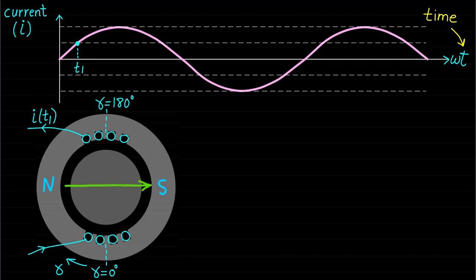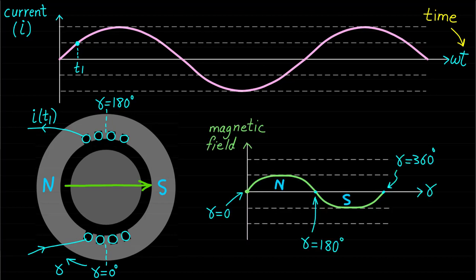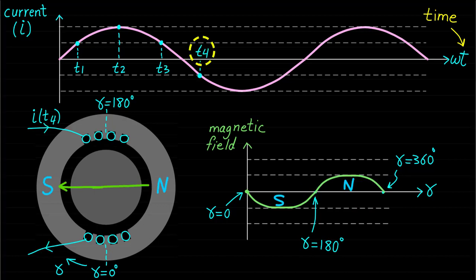The stator single-phase magnetic field waveform of the excitation current at instant t1 can be represented as shown. When the current I changes to instant t2, the stator poles and magnetic field will be as shown. In the case of current at instant t3, the stator poles and magnetic field are as shown. In the case of current at instant t4, the stator poles and magnetic field are as shown.